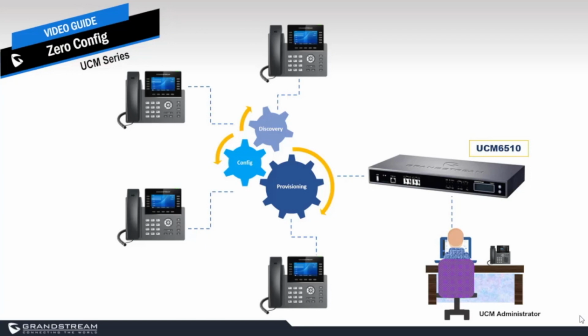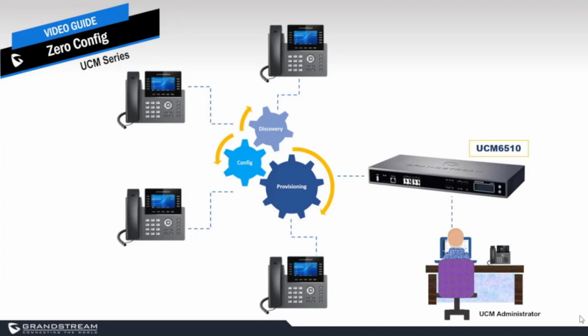In today's video we will talk about ZeroConfig, explain how it works and show you how to configure it using the web interface of the UCM. As you might already know, ZeroConfig is one of the most important features and applications included in the Grandstream IPPBX UCM 6000. This feature or this application allows UCM administrators to use the web interface of the UCM to manage, provision, and deploy Grandstream devices.